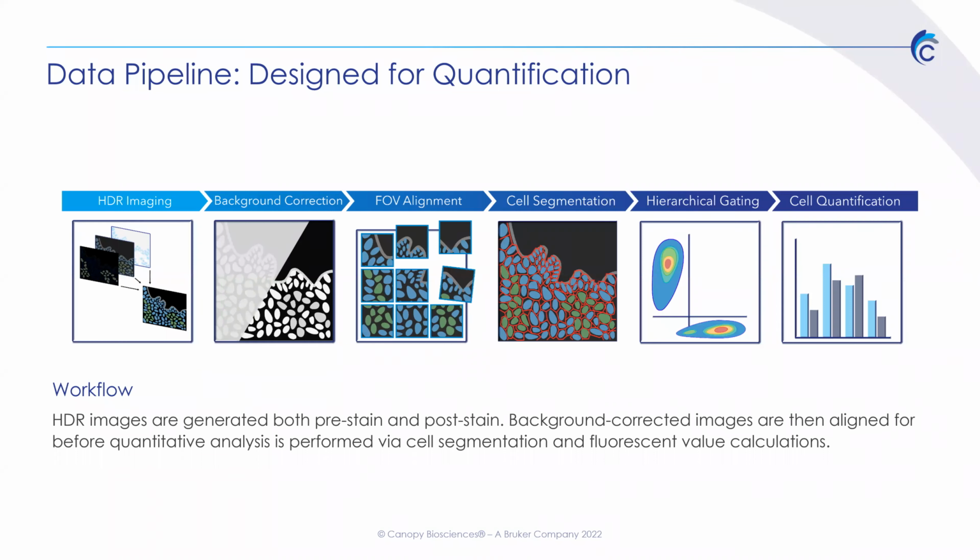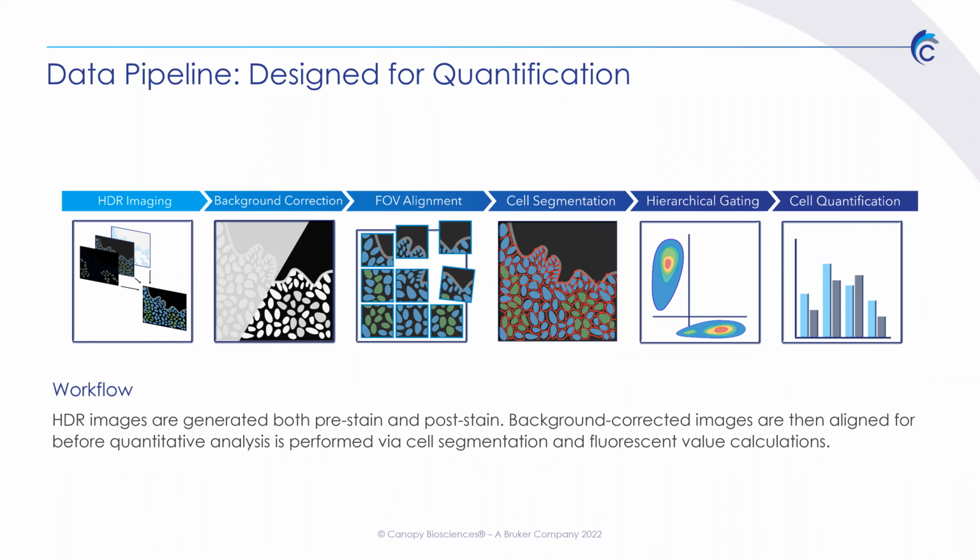The last thing to talk about is our data pipeline, soup to nuts, as they say. For each of these markers, we're taking an HDR series, and then we collate that into a single HDR image that we're going to analyze. We find those individual cells using cell segmentation.